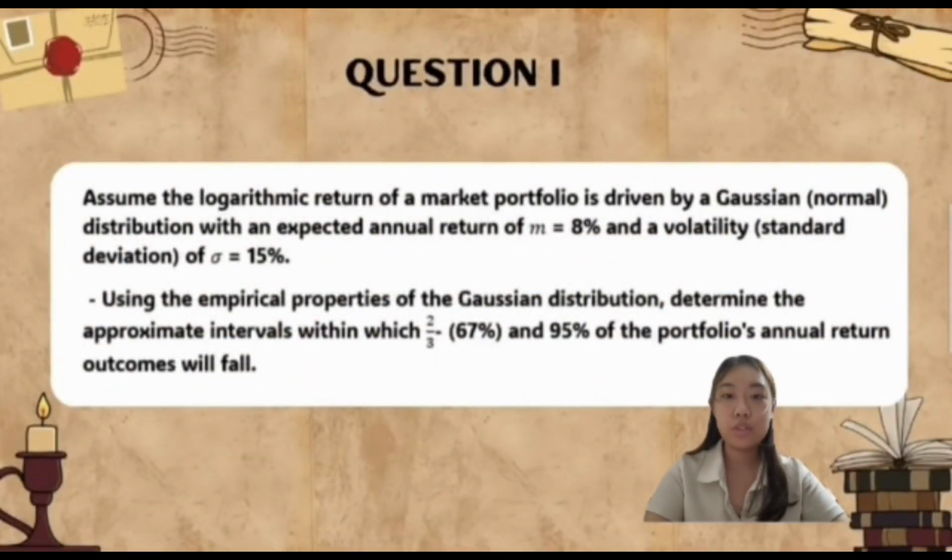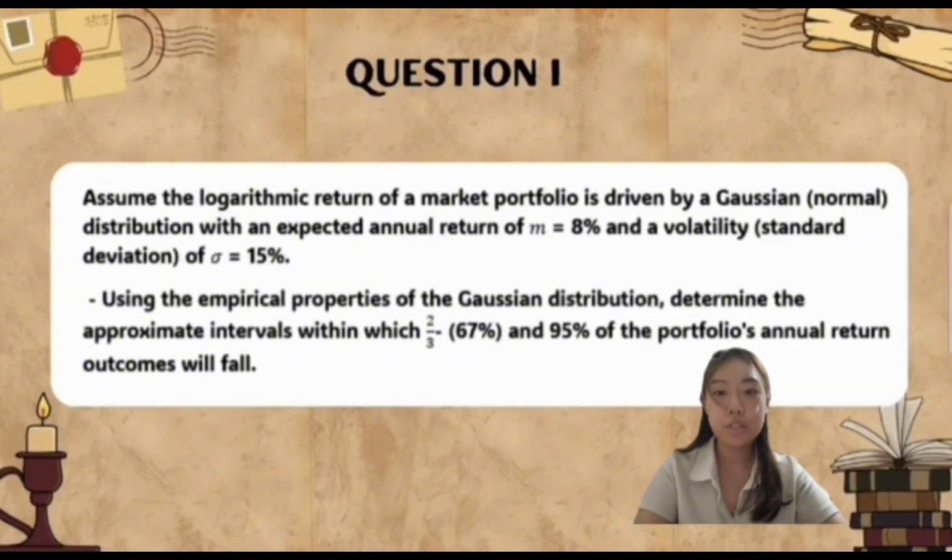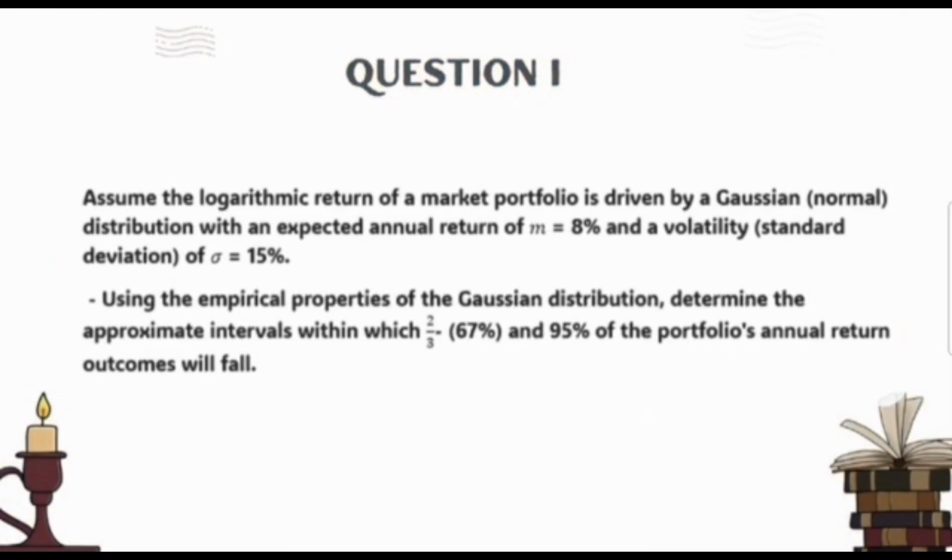For question 2, assume the logarithmic return of a market portfolio is driven by a Gaussian normal distribution with an expected annual return of m equal to 8% and a volatility, standard deviation, of sigma equal to 15%. Using the empirical properties of the Gaussian distribution, determine the approximate intervals within which 2 per 3, 67%, and 95% of the portfolio's annual return outcomes will fall.